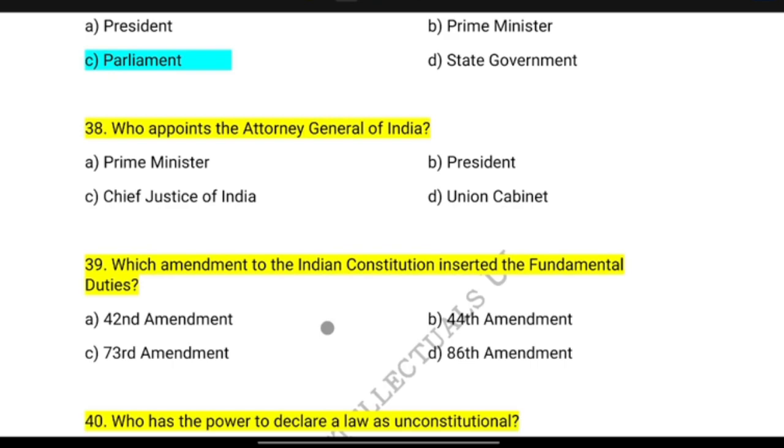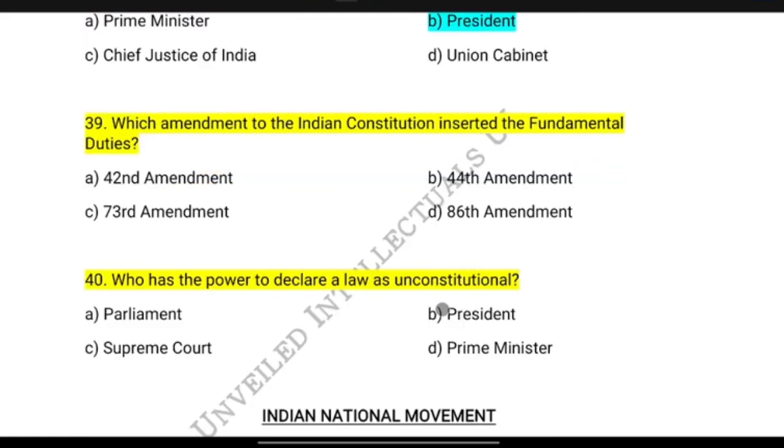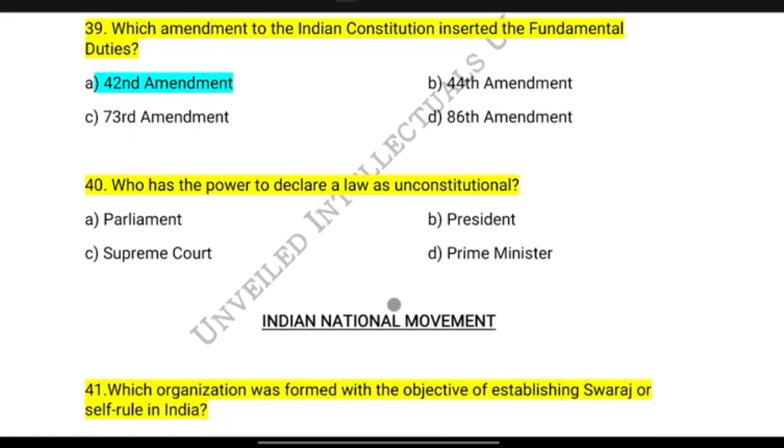the Parliament. 38. Who appoints the Attorney General of India? Answer. Option B. President. Explanation. The President of India appoints the Attorney General of India, who is the highest law officer of the Government of India. 39. Which amendment to the Indian Constitution inserted the fundamental duties? Answer. Option A. 42nd Amendment. Explanation. The 42nd Amendment Act of 1976 inserted the fundamental duties into the Indian Constitution.